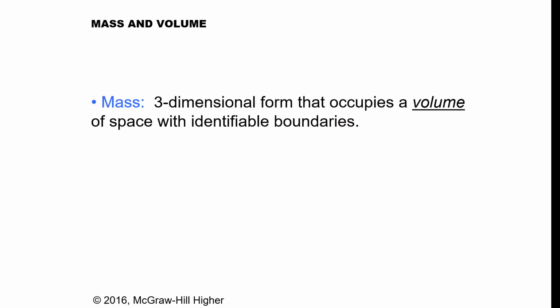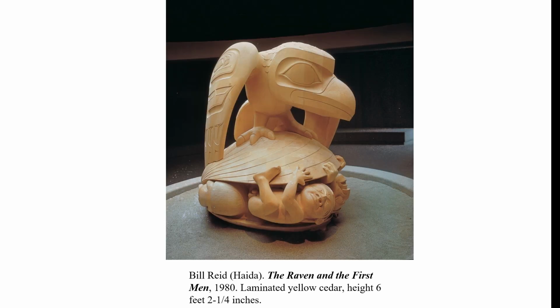Mass, quite simply, is a three-dimensional form that occupies a volume. You can think of it as a three-dimensional shape if you want to. As a matter of fact, notice how the masses in this sculpture basically create shapes, and you're seeing a two-dimensional version of a three-dimensional sculpture. This is by Bill Reed and is at the University of British Columbia in Vancouver.